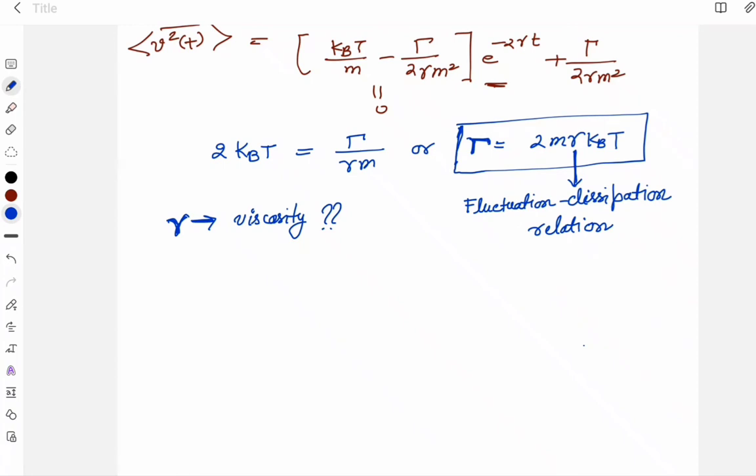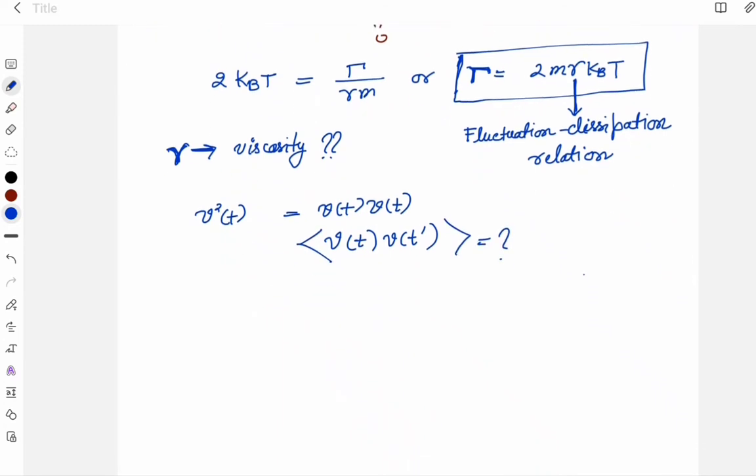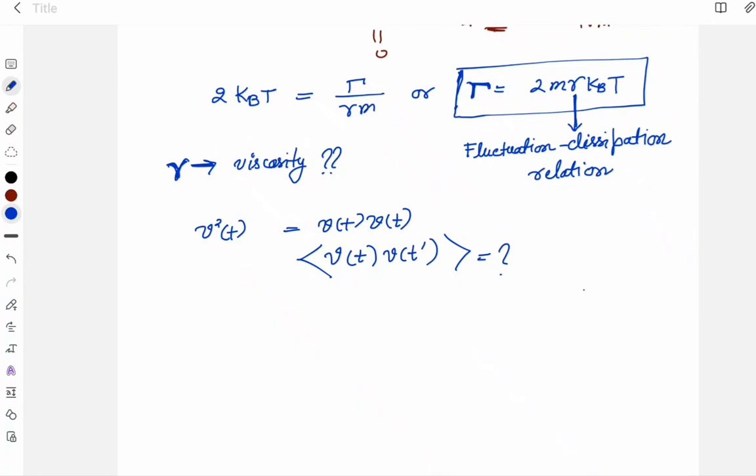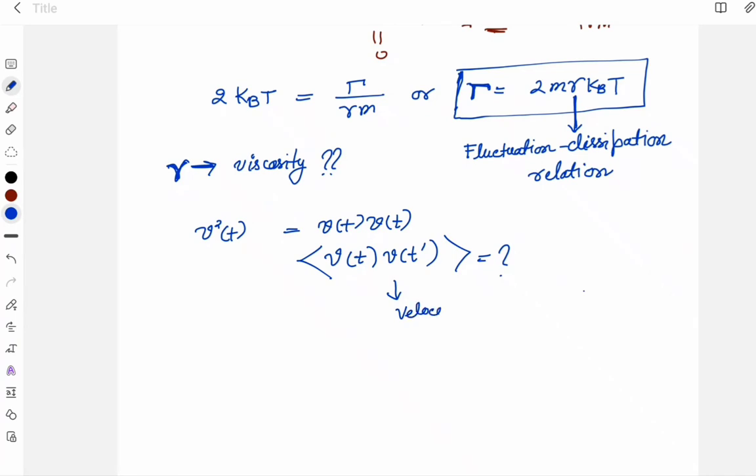For that we shall need one more quantity, which is the velocity correlation. Till now we have derived the mean square velocity average, so v(t) times v(t), right? Now what if the two times are not the same but different? Now we will find the average value of this quantity. This is not the mean square; this is the velocity correlation at two different times.